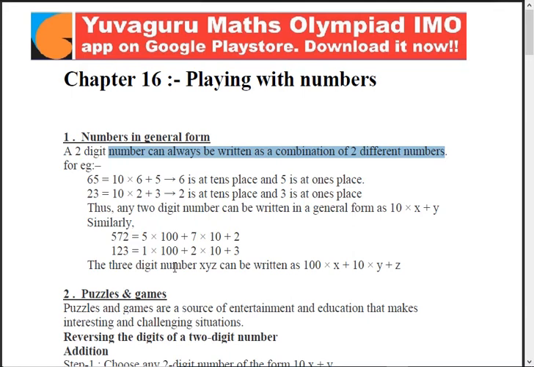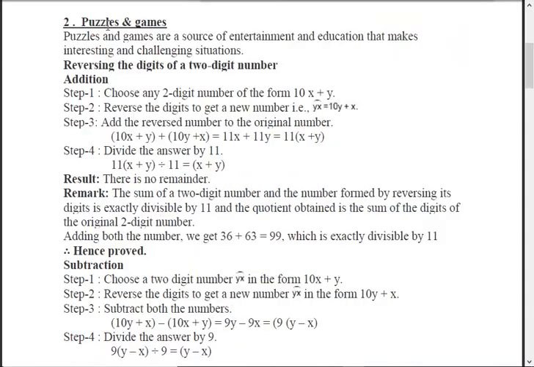Similarly for hundreds, the three-digit number xyz can be written as 100 into x plus 10 into y plus z. This third number, right? xyz is a number. Getting it? In hundreds place multiply by 100, in thousands place multiply by 1000. Puzzles and games. Now this is again the sort of playing with numbers. Puzzles and games are a source of entertainment and education that make interesting and challenging situations.